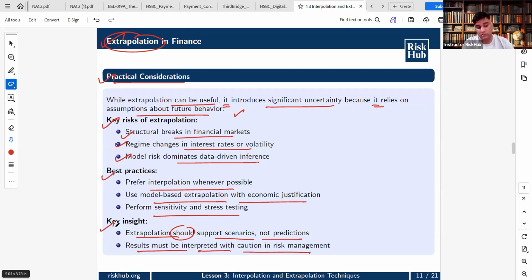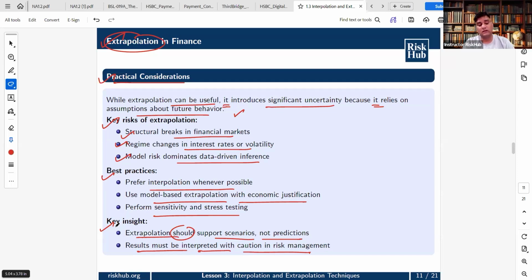The slide says extrapolation introduces significant uncertainty because it depends on assumptions about future behavior. Key risks: structural breaks, meaning market relationships change suddenly; regime changes, meaning the interest rate volatility environment shifts; model risk, where a wrong model dominates the answer. A simple example is interest rates. Suppose you extrapolate the long-term rate based on the short-term rate. But then the event is the central bank changing policy, and the impact is a curve shift. The event is inflation expectations changing, and the impact is that long-term rates move. The event is a crisis, with safe-haven demand changing yields. The event is liquidity drying up, market quotes become unreliable, and your extrapolation may fail badly.